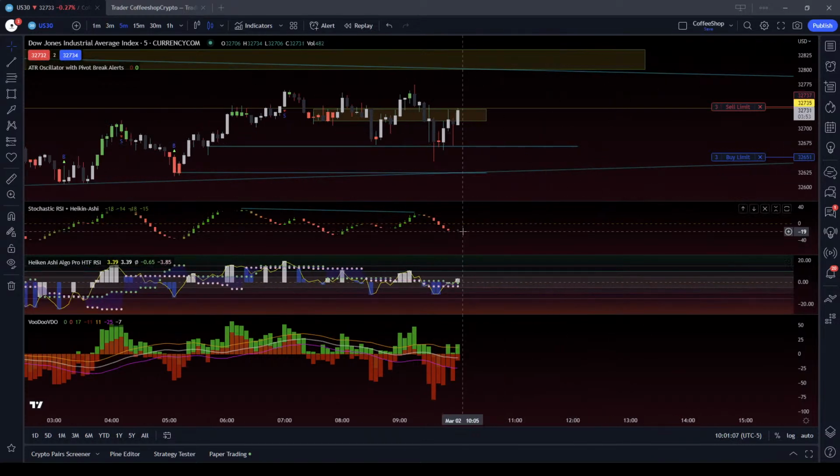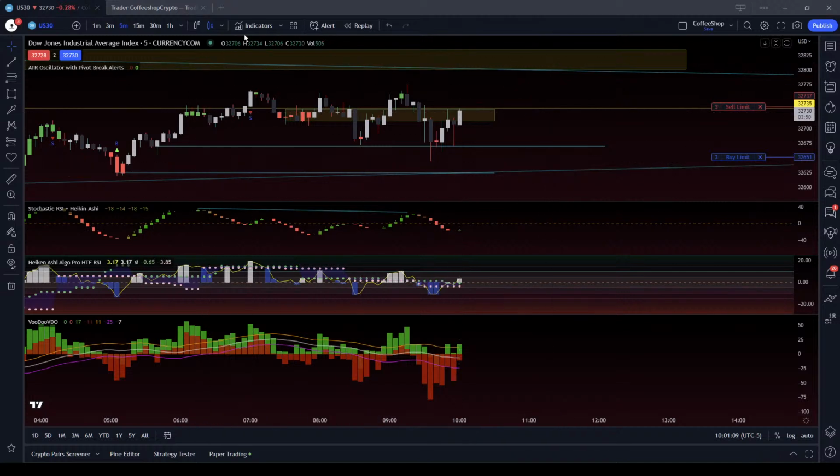All right. Green candle starting right here. We could take a little position.